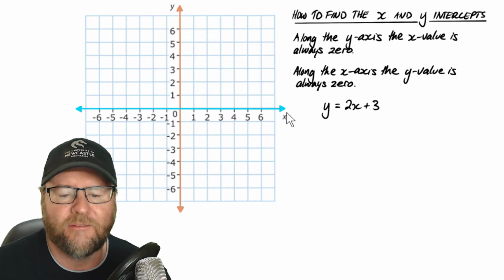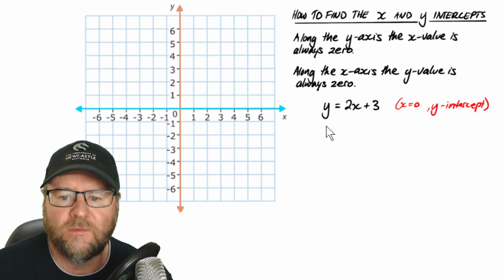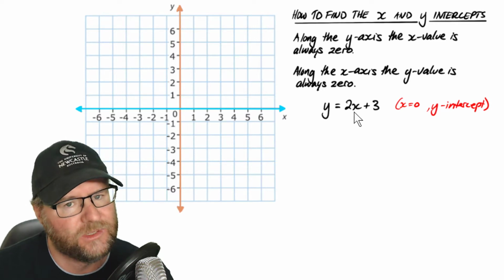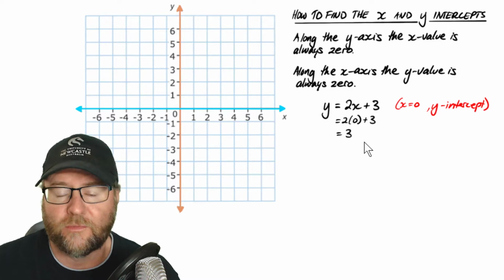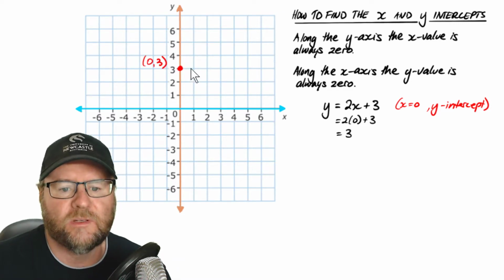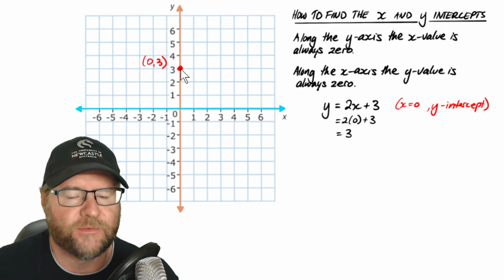Now, we said that everywhere along the y-axis, x equals 0. So if I substitute x equals 0 into this equation, I should get a value of 3. Alright, so far so good. Positive 3, that's my y-intercept right there at the point (0, 3).